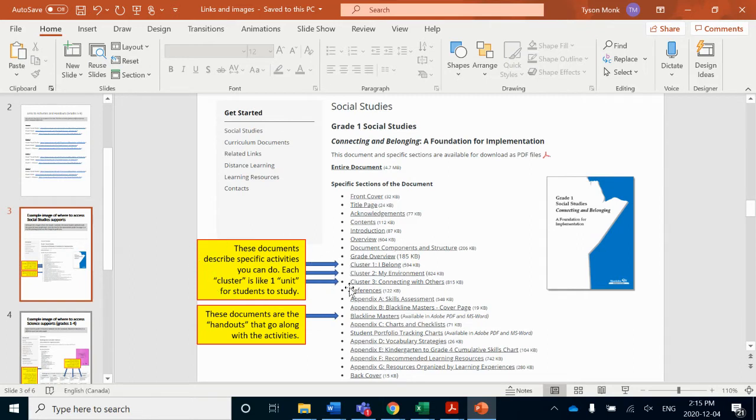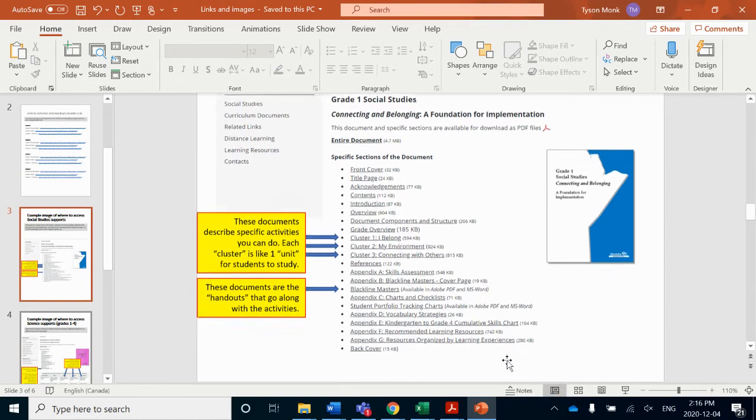First of all, this yellow box highlights these documents: cluster 1, cluster 2, and cluster 3. Each of those documents is about 20 to 30 pages, and it shows you specific activities that you can do with your students. The other important thing to look at is Blackline Masters. That document is the handouts or printouts that you can use to support the activities described in these documents. You'll also see these other appendices that you can use if you want to.